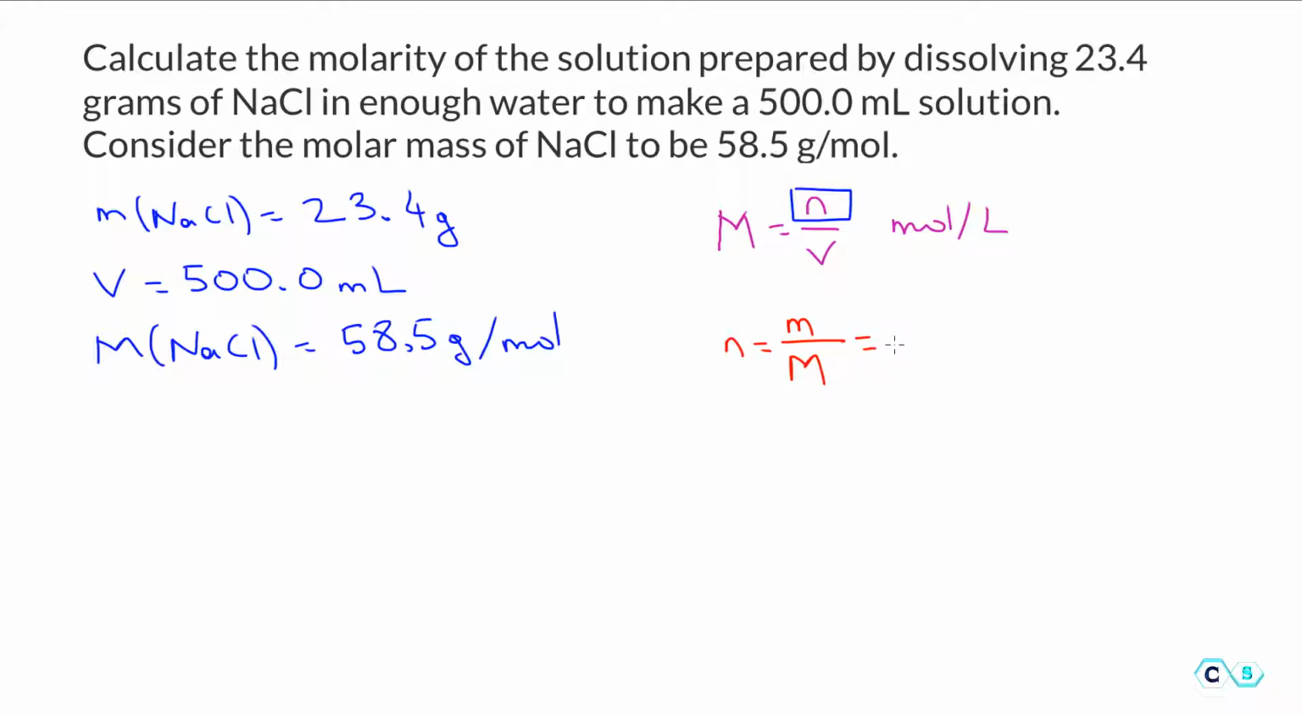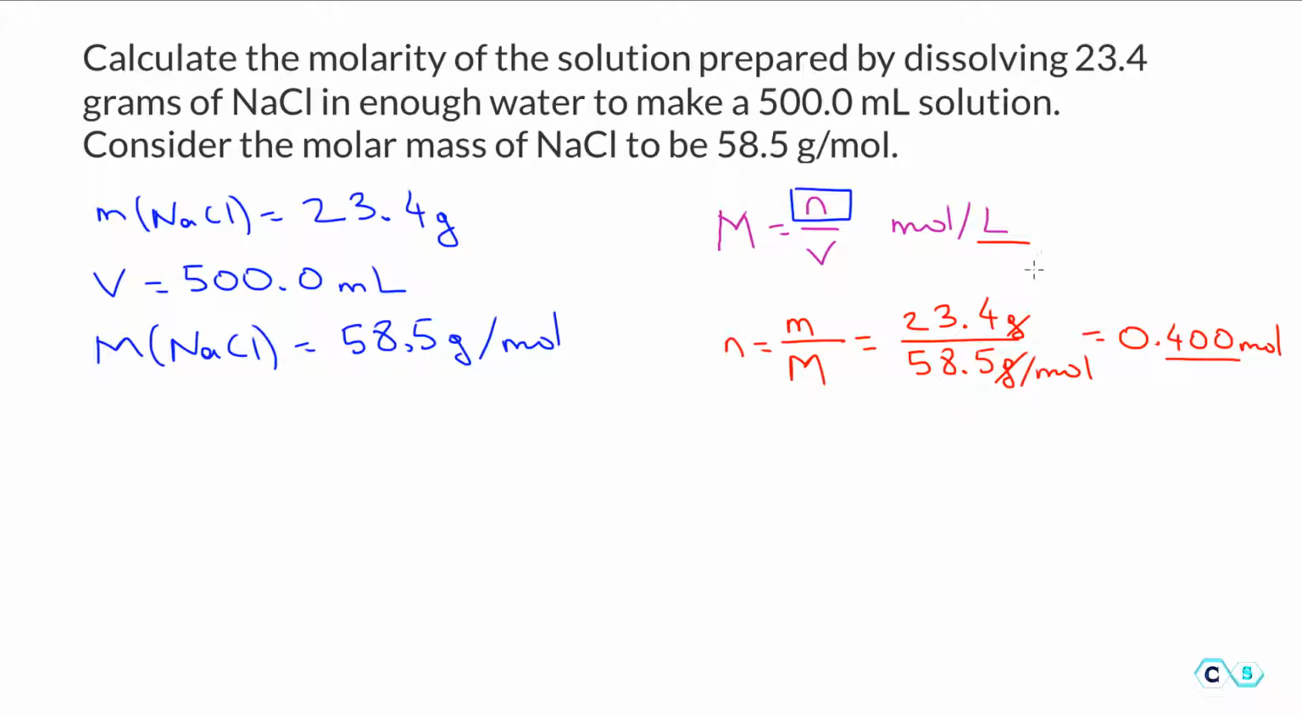So in this case, the moles of sodium chloride will be equal to 23.4 grams over 58.5 grams per mole. And so if we take a calculator and divide this number, we're going to get 0.400 moles. 3 significant figures, and I still keep the 3 significant figures here. So 0.4 moles of sodium chloride. Now we have the moles, now we have the volume, we need to divide them.